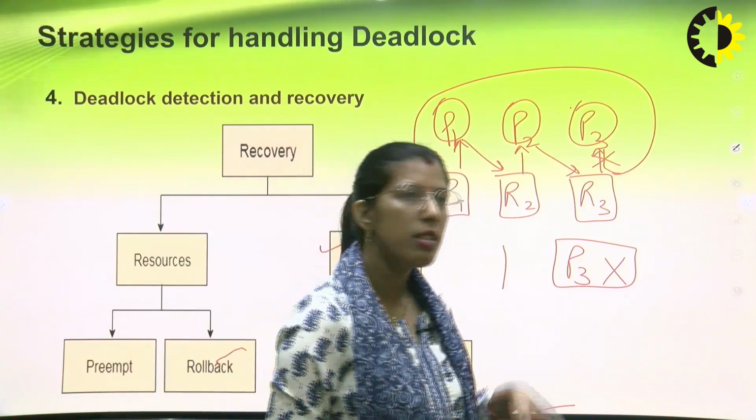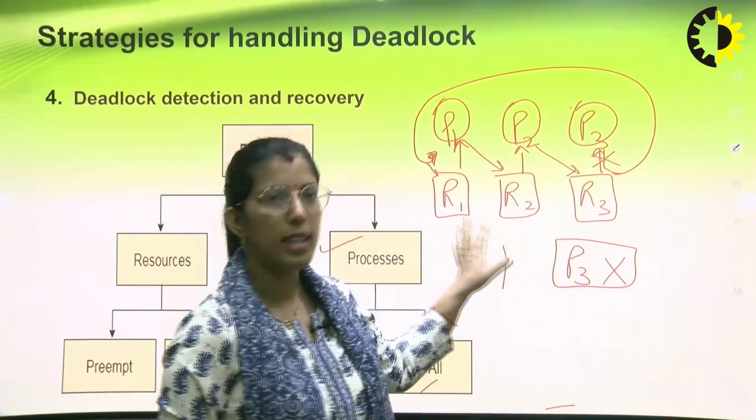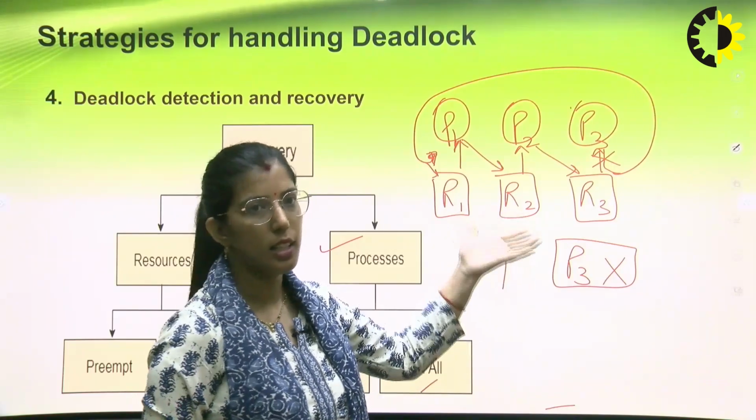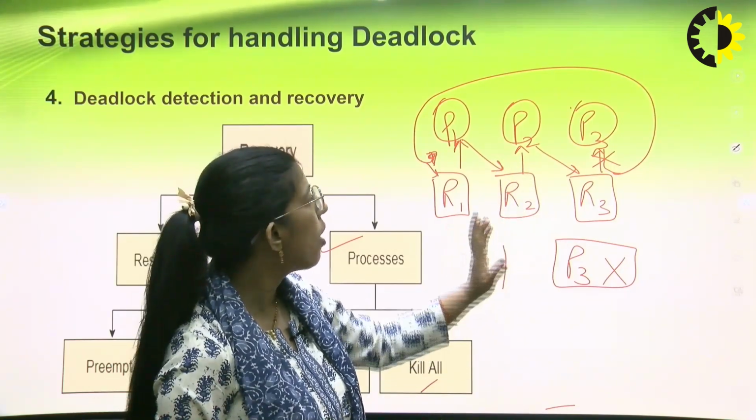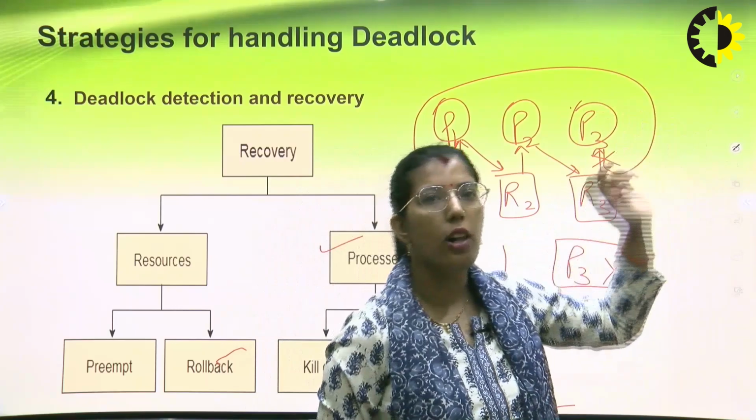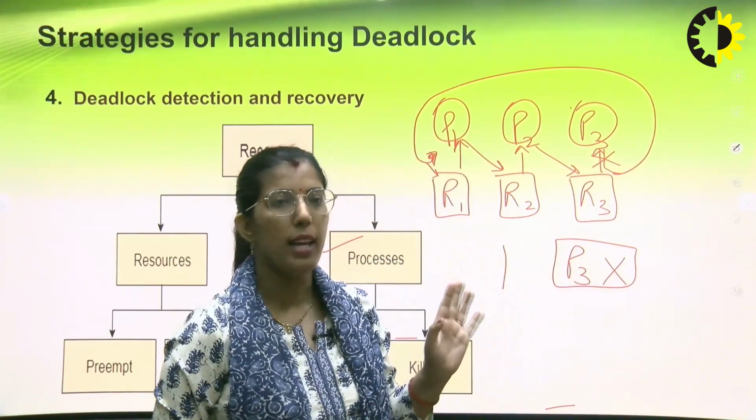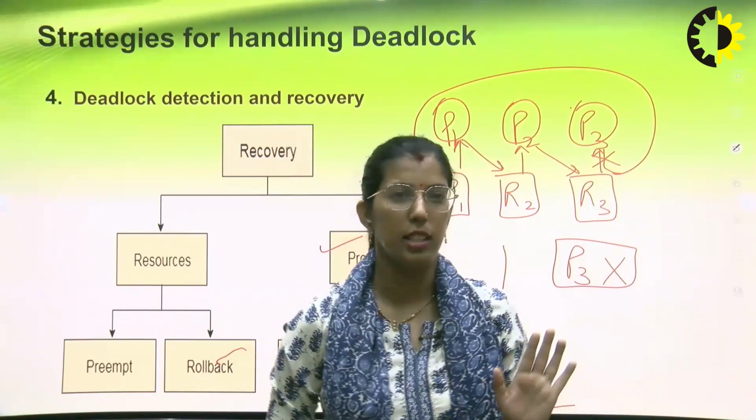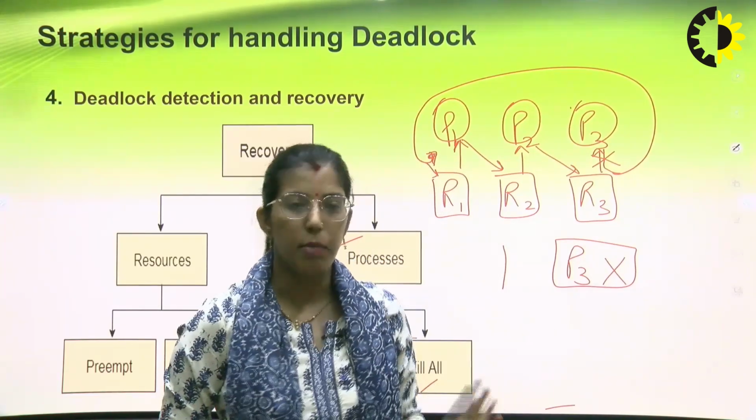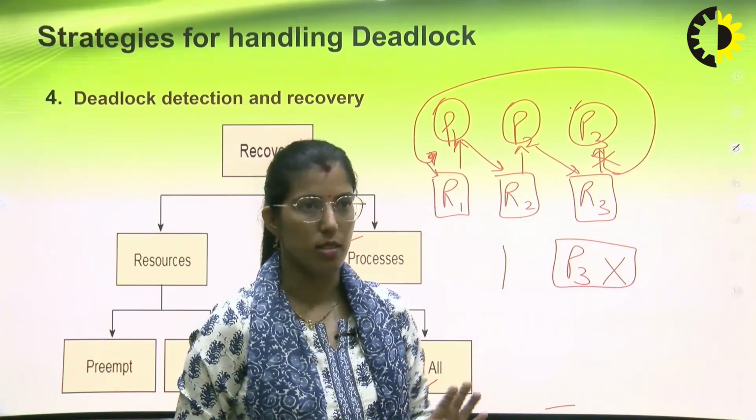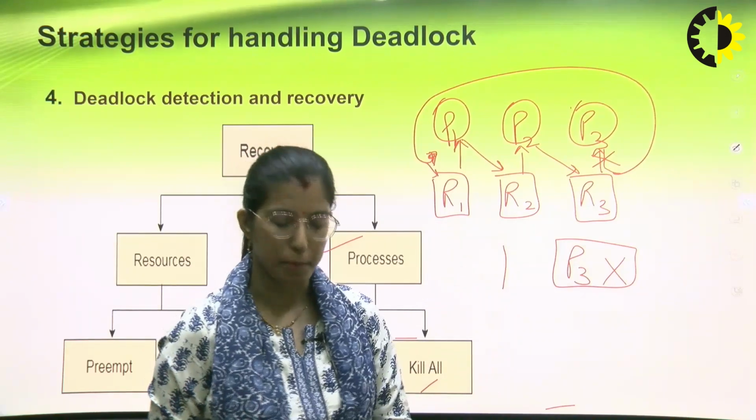The second solution is, if the system is in deadlock and we have already detected that there is deadlock, then what we can do is terminate all the processes at the same time, so that the deadlock gets removed from the system. That is how recovery happens.